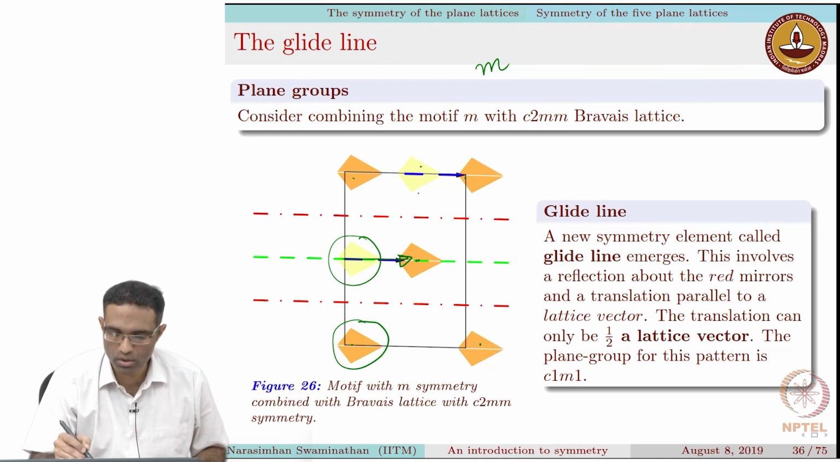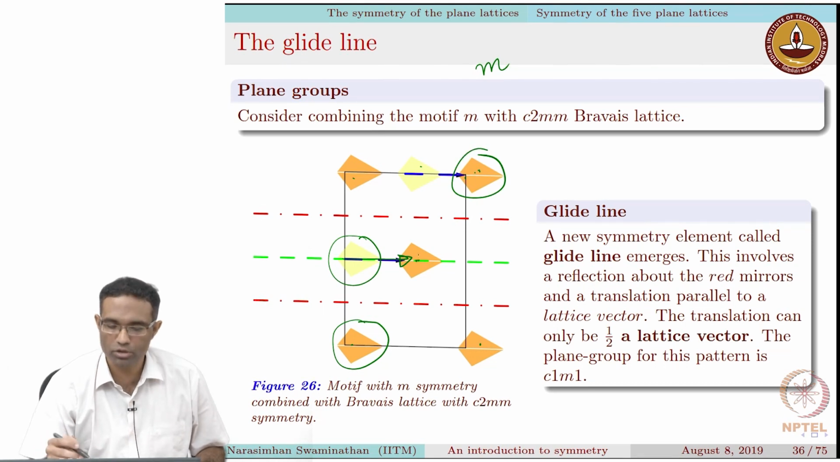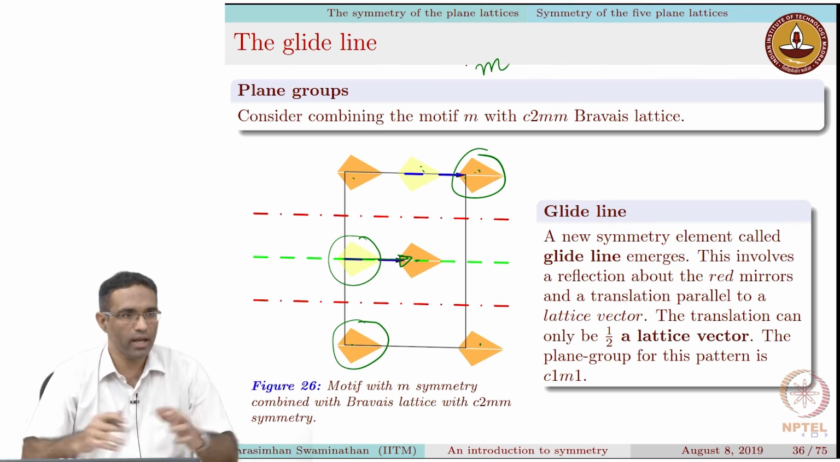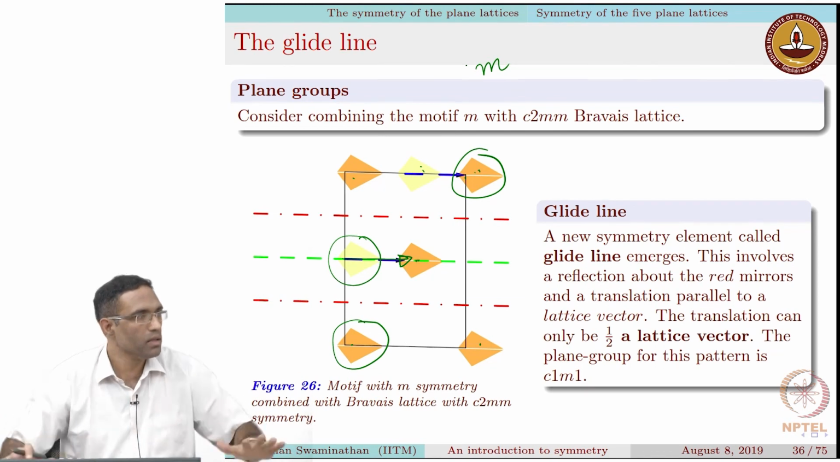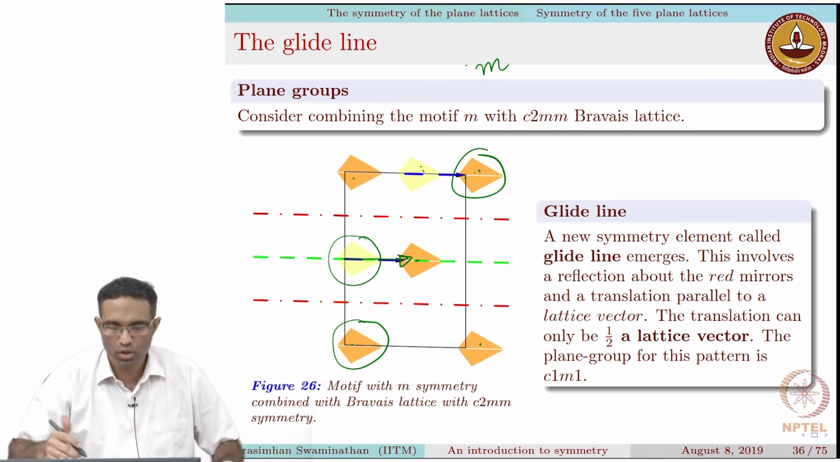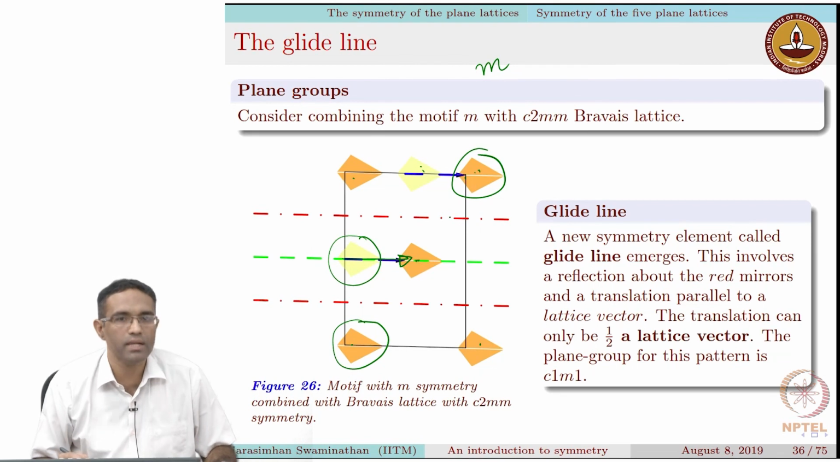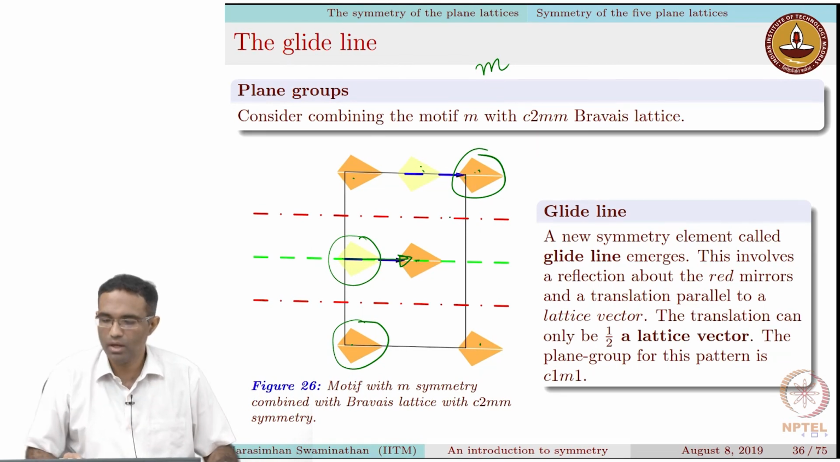Similarly, this is also done the same way. For example, this particular motif may also be generated by reflecting this about this mirror and moving it this way, right, and so on. So everywhere through the infinite 2-dimensional lattice, you would have these glide lines present. Okay.